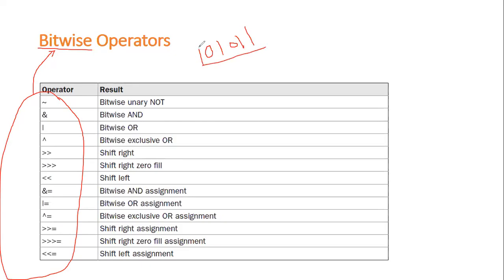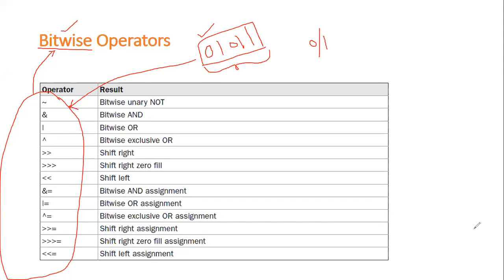In order to perform operations on these bits, we use the corresponding operators which are listed here. Therefore, we call these bitwise operators. Using these operators, I can perform operations on bits. A bit is nothing but either 0 or 1. So now let us see these bitwise operators in detail.